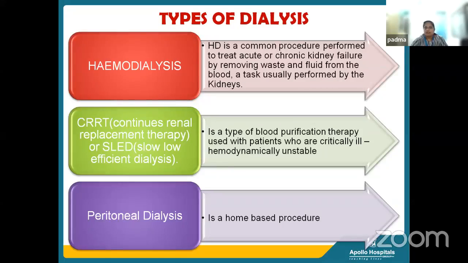So these are the types of dialysis we do in the IP and OP area. Hemodialysis is a common procedure performed to treat acute or chronic kidney failure by removing waste and fluid from the blood, a task usually performed by the kidneys. CRRT is a type of blood purification therapy used with patients who are critically ill and hemodynamically unstable. And peritoneal dialysis is a home-based procedure which can be done at home.